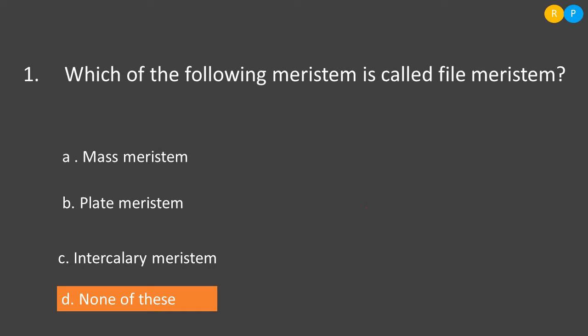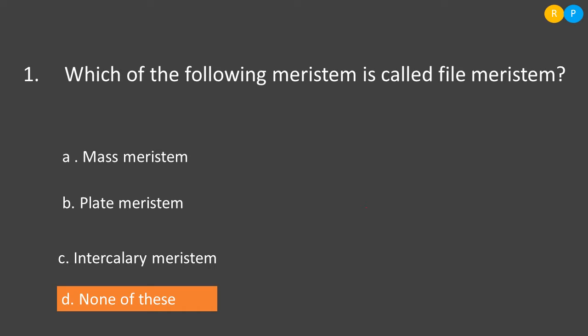Earlier we have studied that meristem is divided into three types based on its position and function. One type is apical meristem, because it is located in the tip region. Another type is intercalary meristem, because of its position. And one more is lateral meristem. Clear? And one more category in the meristem is divided based on the plane.